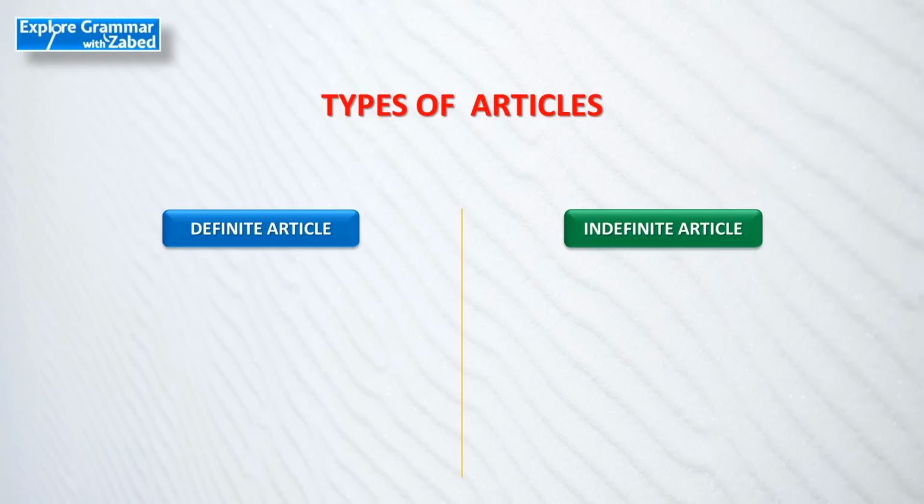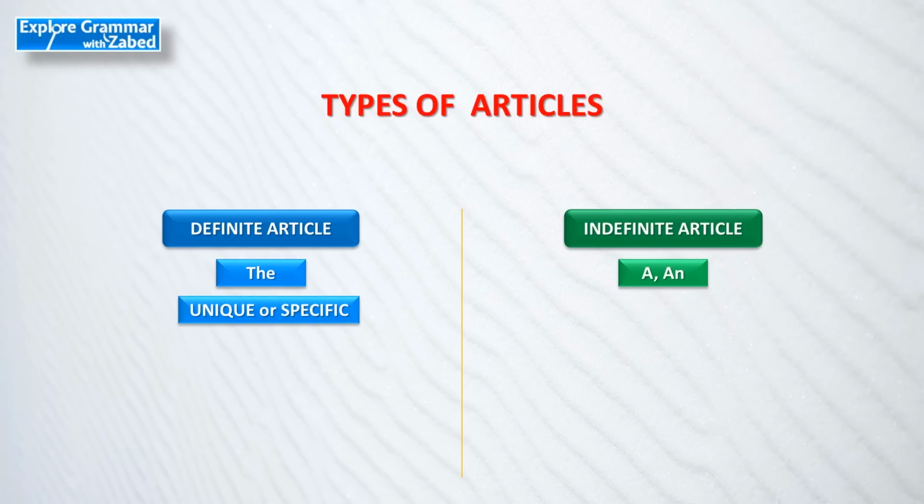Well, articles are of two types. These are definite article and indefinite article. Article the comes in the list of definite articles as it shows uniqueness or a specific thing. On the other hand, articles a and an come in indefinite articles as they don't show any uniqueness or specific thing. Instead, they show that the thing is being said in general.